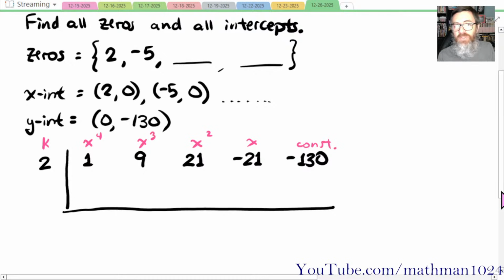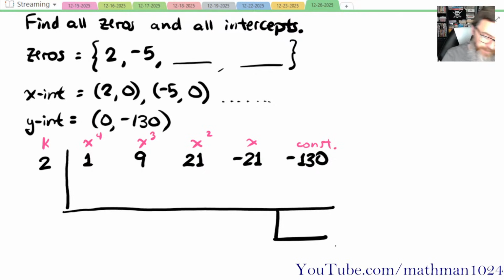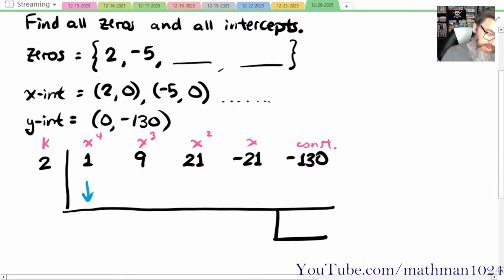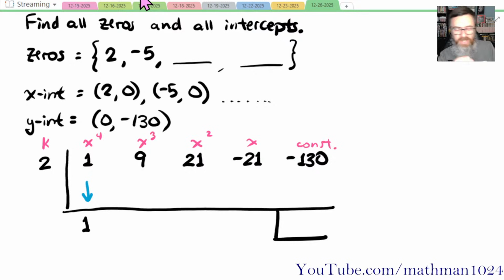Now, if x plus 2 really is a factor, then what I should have here for my remainder is 0. If I don't get a 0, then I've made a mistake somewhere. All right, so first bring down the 1, and then do the whole multiplication and addition back and forth.